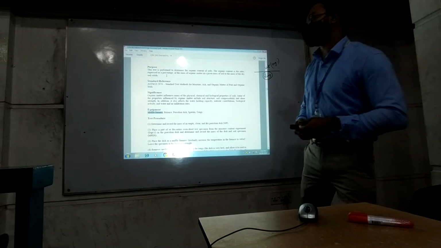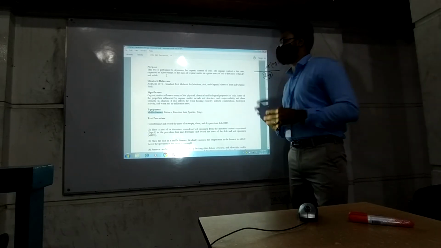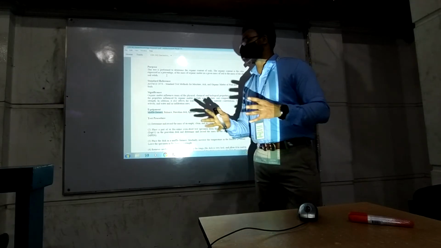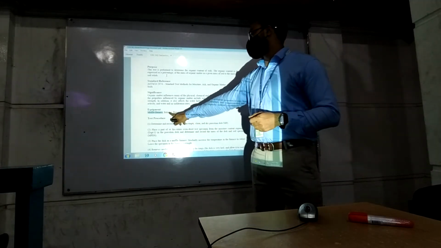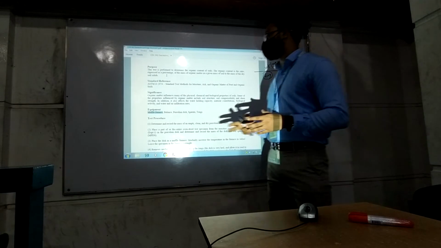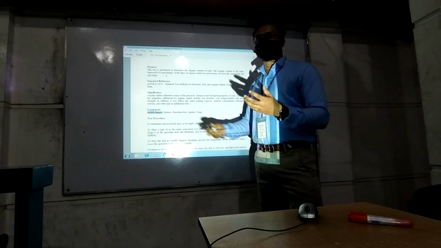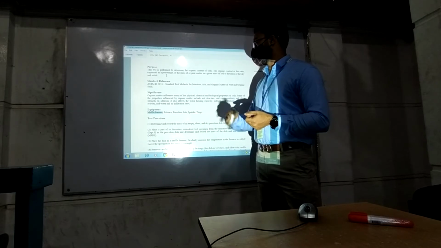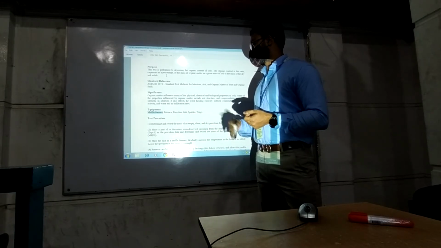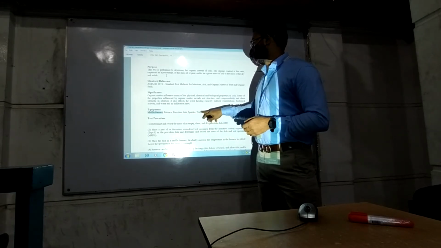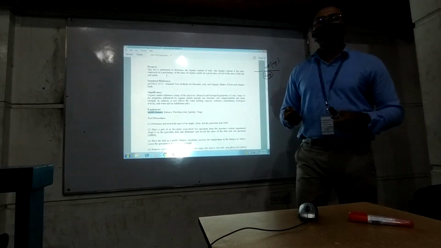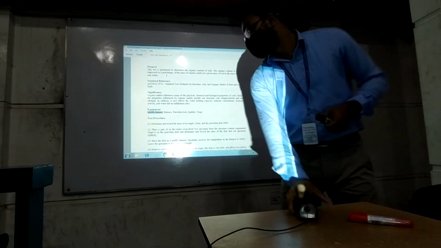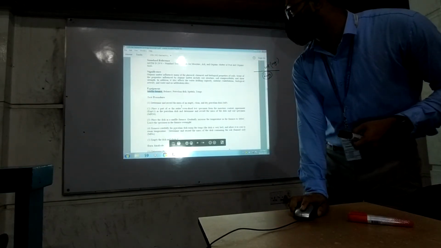What kind of equipment do we need? That is a muffle furnace, which is actually an oven. A balance, where we will measure the weight. A porcelain dish, where we will keep the soil sample. Then a spatula, with which we can easily remove the soil. And then tongs, by which we can easily handle the hot dish. Okay, so now we will see the test procedure one by one.